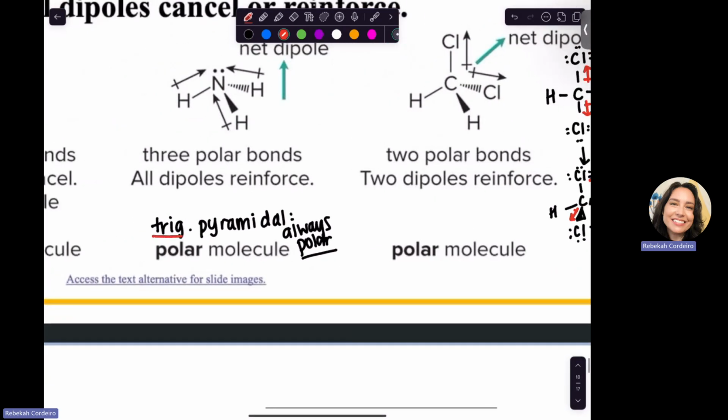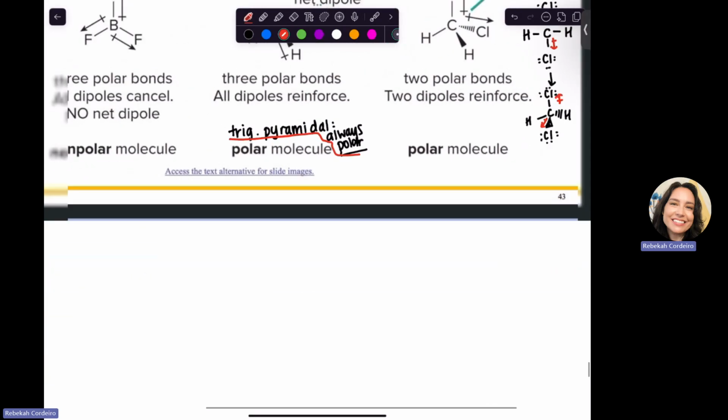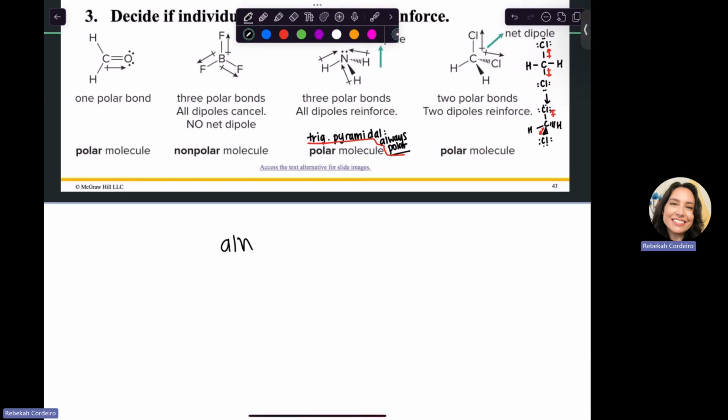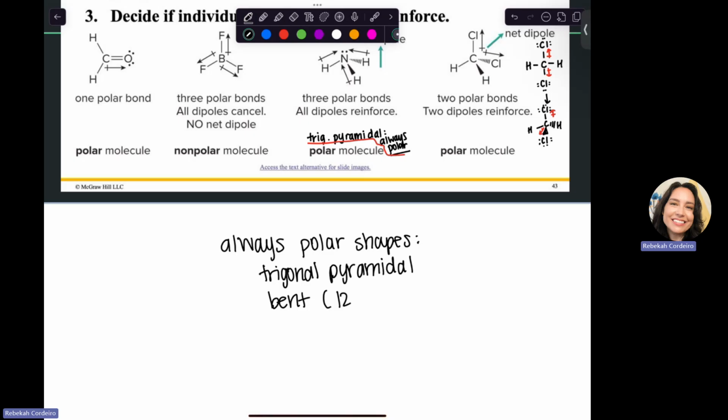So trigonal pyramidals are always polar. Let me just write this down here separately. So, always polar shapes. There are shapes that are always polar. This makes it really easy. No matter what your bonds look like, always polar shapes are going to be trigonal pyramidal, not trigonal planar, trigonal pyramidal, and bent, either bent. It could be the 120 bent, or it could be the 109.5 bent that we talked about. Either one of those bents are always polar no matter what.